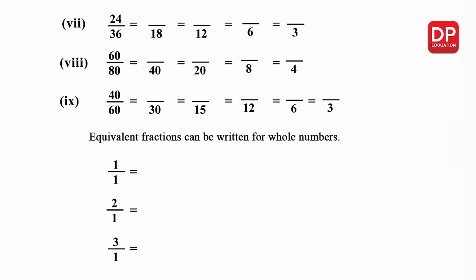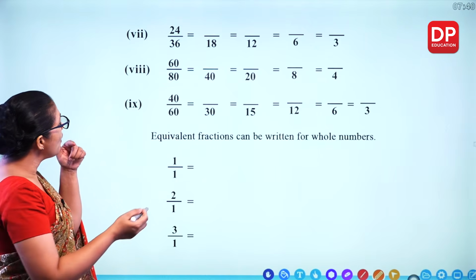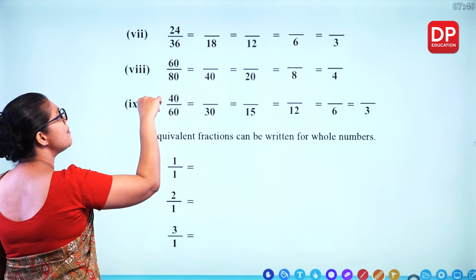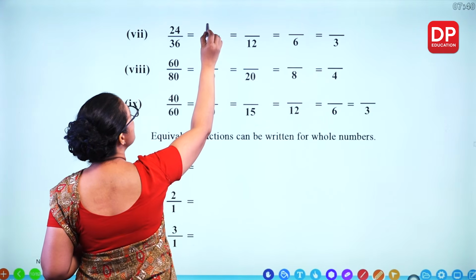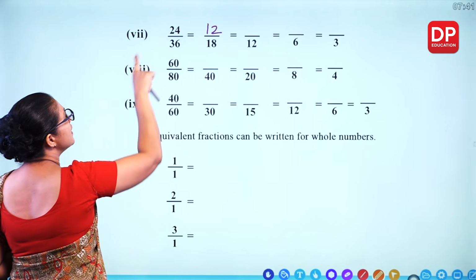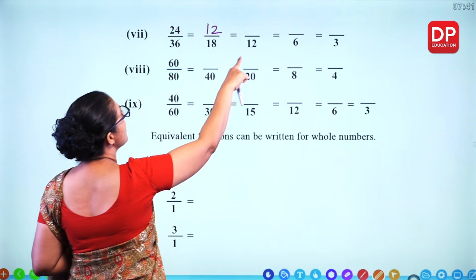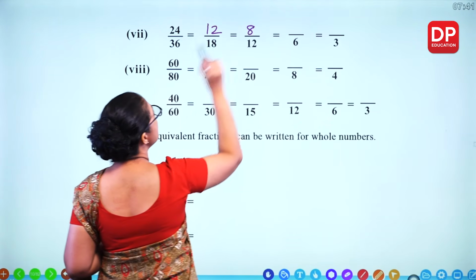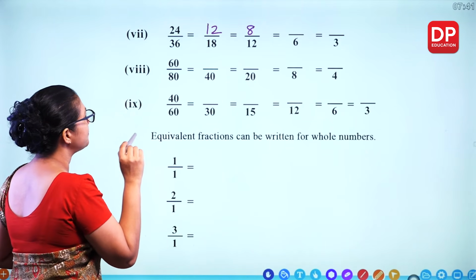Now you can do it the other way around. You can also divide the numerator and the denominator by the same number. Now let's take this one. 36 to 18, divided by 2. 24 divided by 2, 12. 36 to 12, divided by 3. So 24 divided by 3, you get 8.